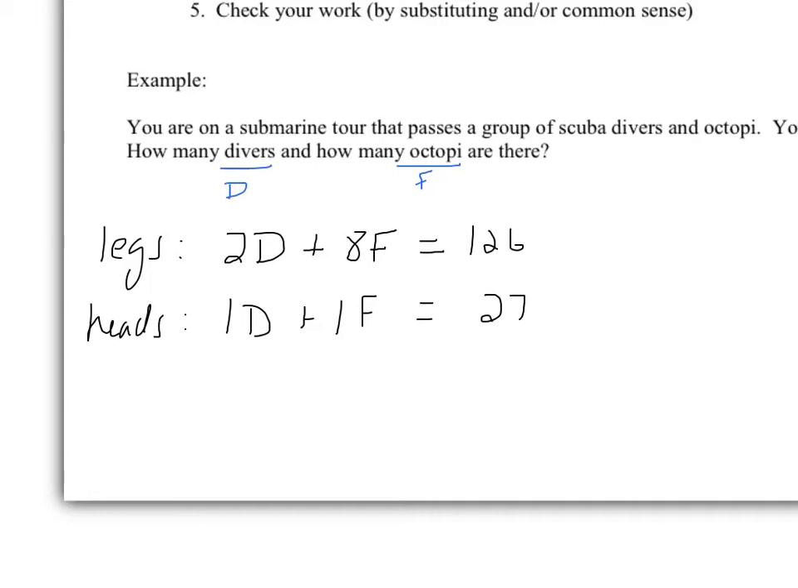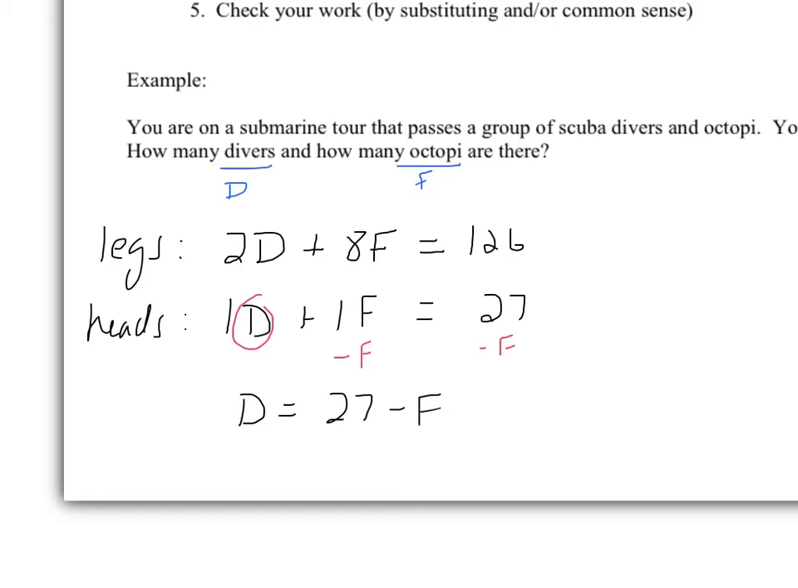To solve by substitution, we would want to have one of those equations solved for a variable. Now again, we don't want fractions, so if you were to look at this strategically, the best variables to solve for would be this D or this F, and it's up to you. I'm going to solve this one for D, which means I'm going to subtract F, and you have a new equation. It is D equals 27 minus F.